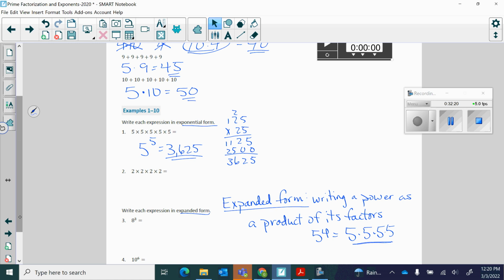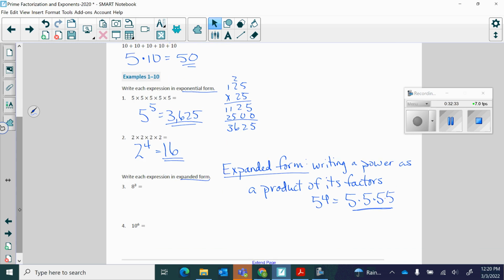Okay, our next one, 2 to the 4th power. 2 times 2 is 4, times 2 is 8, times 2 is 16. Now we're writing it in expanded form. So this one comes out as 8 times 8 times 8. That should have been written down there. When I multiply that out, 64 times 8 gives us 512.